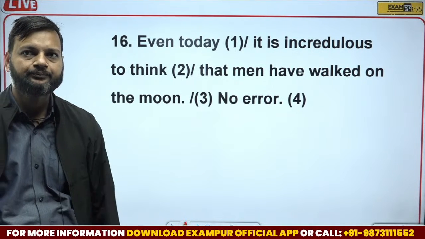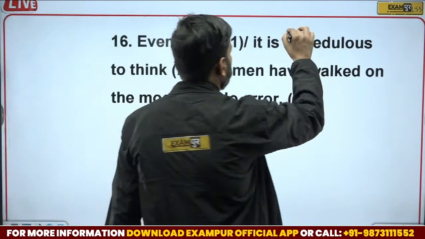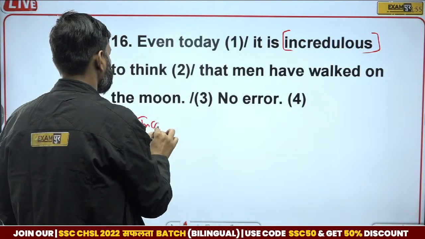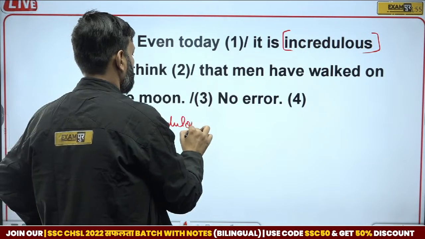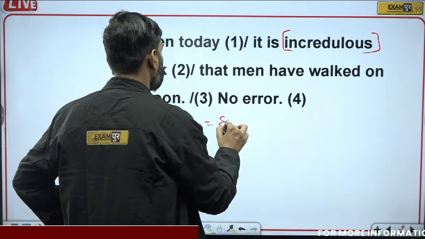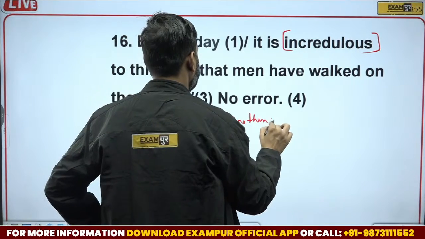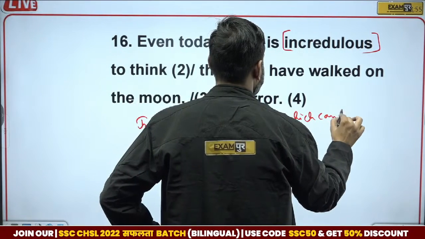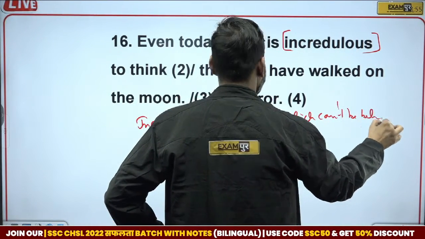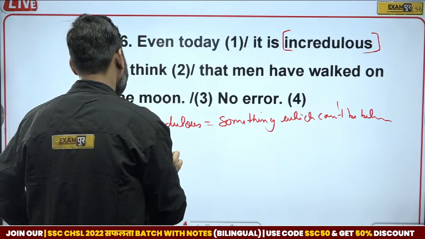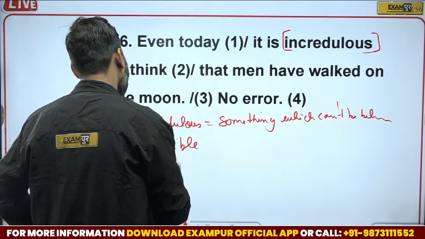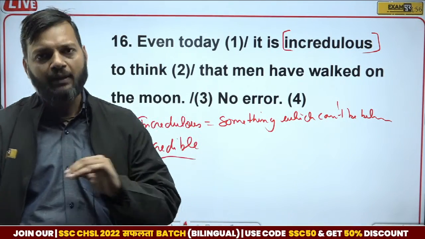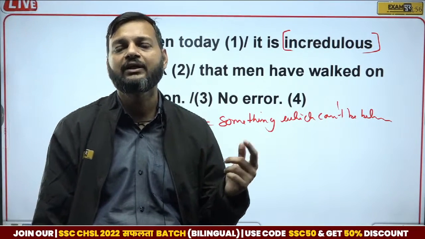What is the error? See, here we have a word incredulous. Incredulous means something which can't be believed. One more word is there, incredible. So incredible also means the same, unbelievable, but incredible is used in a positive sense, whereas incredulous is used in a negative sense.